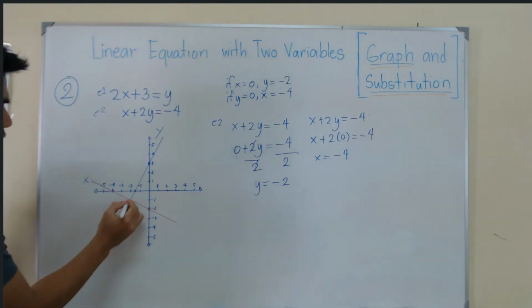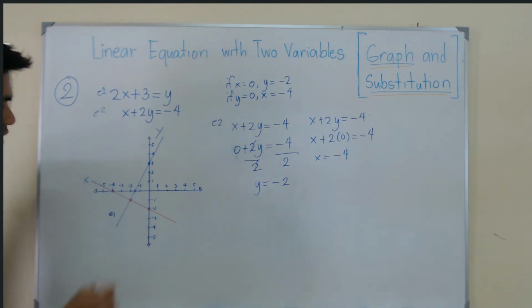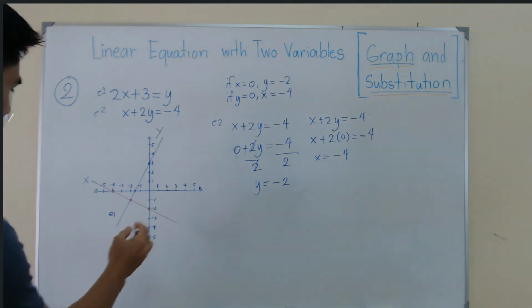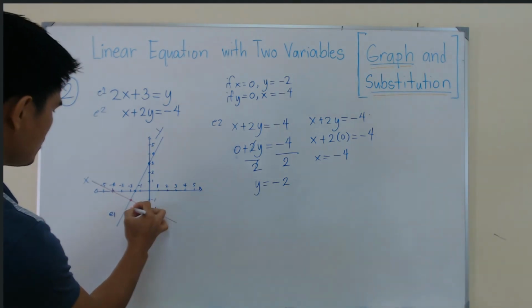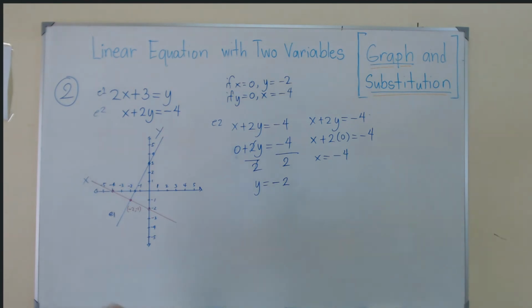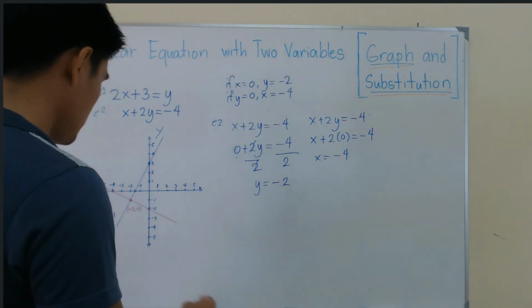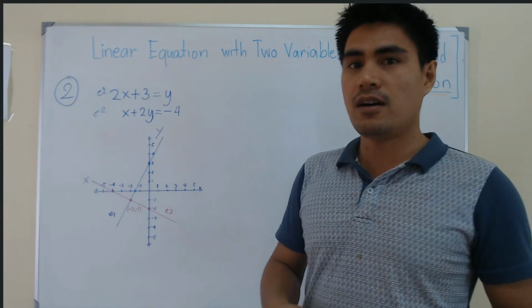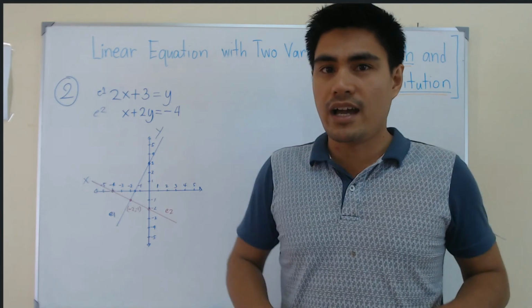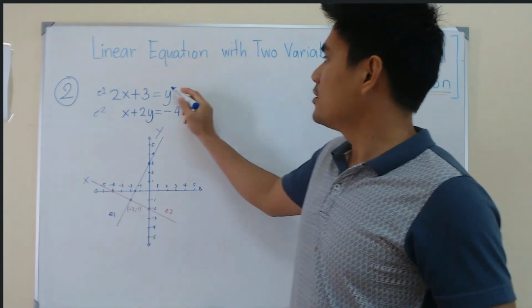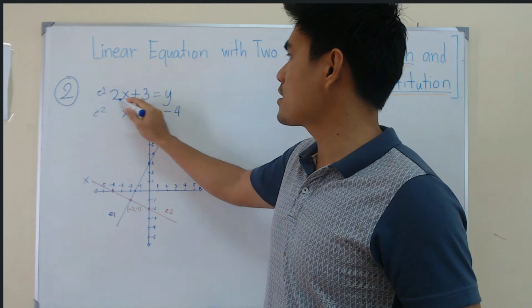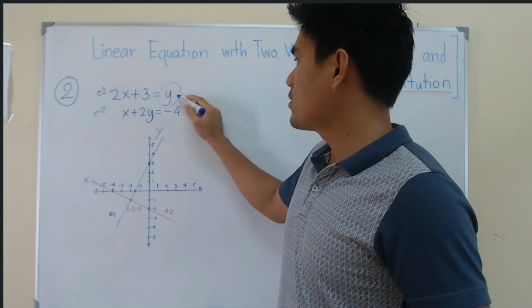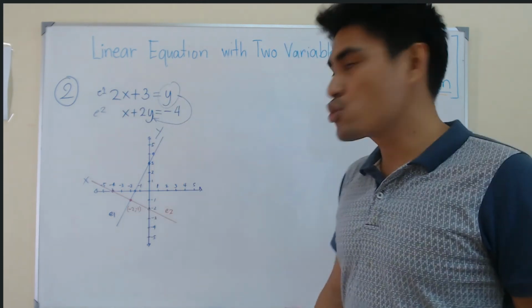Points. So we meet somewhere here. I think it is negative 2 and negative 1. Okay? We're not sure yet because it is not accurate. So we have to find out. This is equation number 2. It is easier because y is already isolated. All we have to do is substitute the y from equation number 1 into equation number 2.